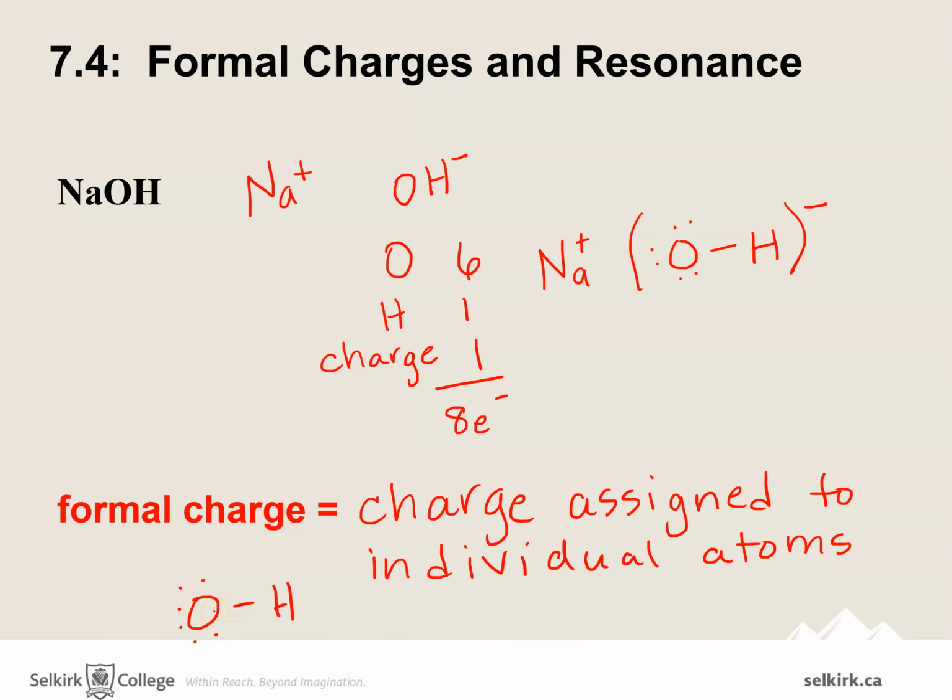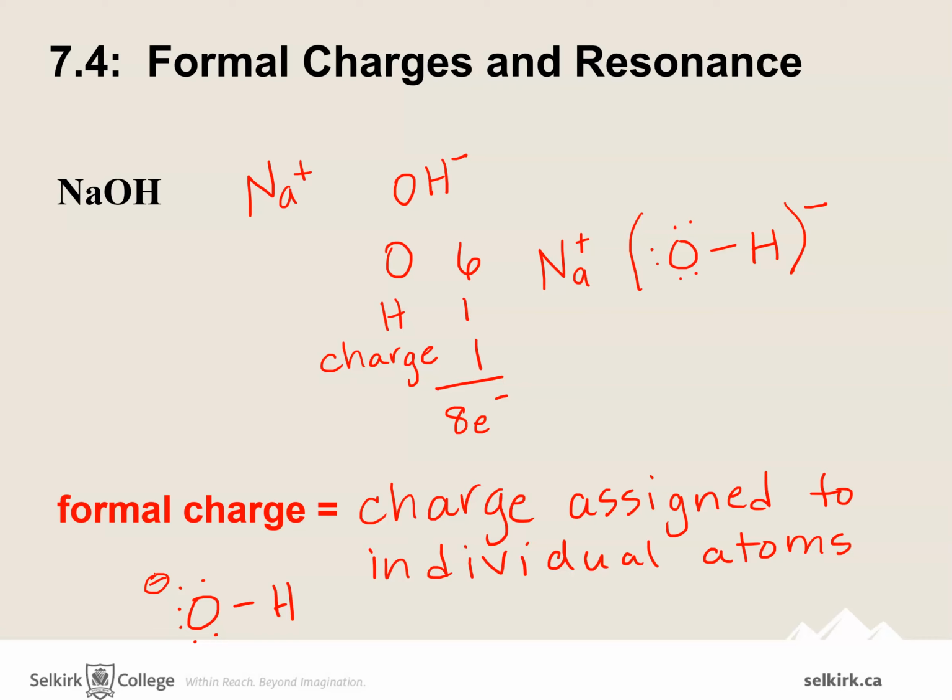I expected oxygen to have 6 valence electrons. It's contributing 7 valence electrons. It's got 1 extra electron, 1 extra negative. It has a negative formal charge. And I just circle my formal charges to make them a little bit more visible.